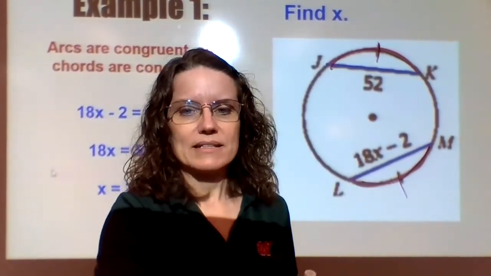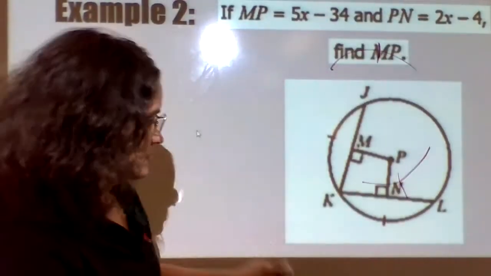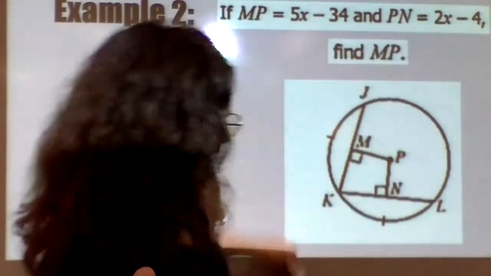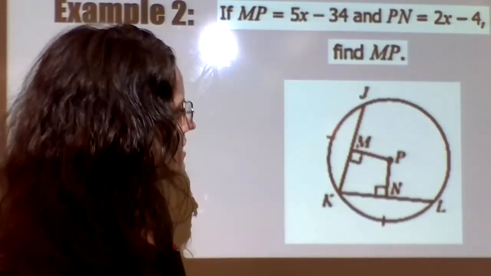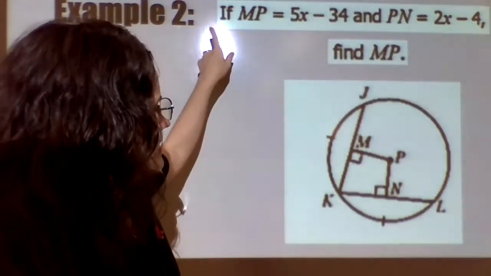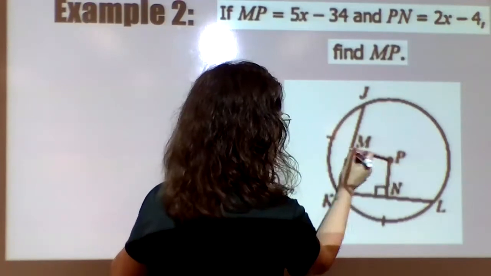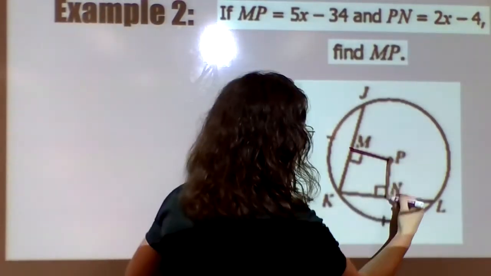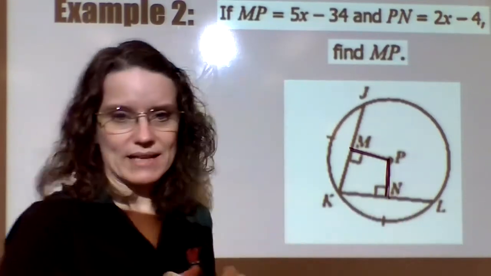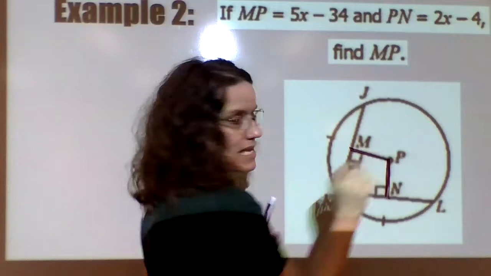Okay, next example. Come on. There we go. So example 2. So I've got this big old ugly fella now. I know it's blown up from something smaller. Okay, so looking at this picture now, I say that NP equals 5x minus 34. That's this piece right here. I say it's got a length. And then PN also has a length. And I want to find the length of MP here.